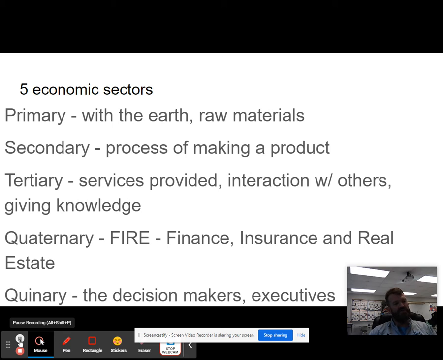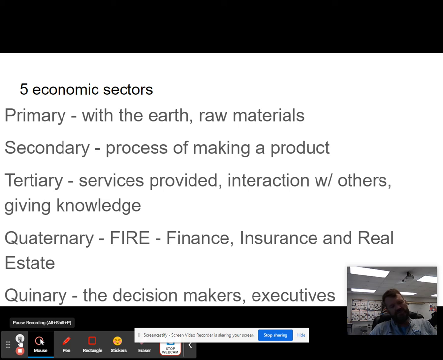And then quinary is the decision makers, right? The executives. So now the executives of the railroad got to say, okay, how do we want to handle this? Okay, attorneys have to be hired because the injury was so bad. Who was at fault, right? Somebody has to make all those decisions. Those are quinary jobs, right?